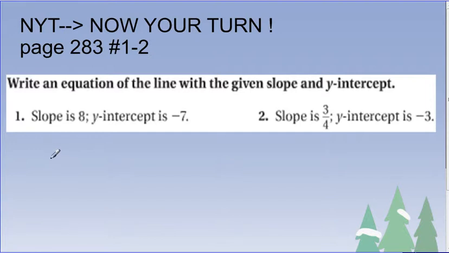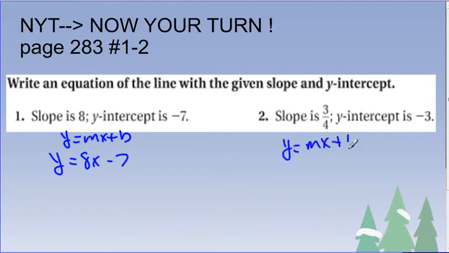Okay, let's see. So y equals mx plus b. So slope x. And this is a negative 7. So we put in a negative 7. So y equals 8x minus 7. Slope is 3/4. Intercept is a negative 3. So you put in negative 3. And that's done. That's how simple these really are.